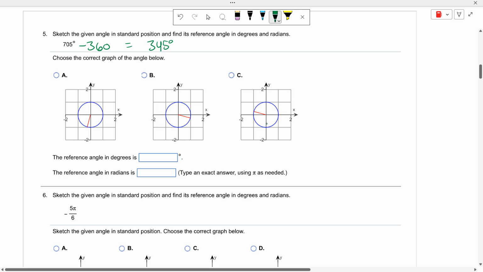345 degrees. Looking at your unit circle, where is your 345 degree angle, A, B, or C? B is your 345 degree angle from your unit circle. How far is 345 degrees away from your nearest x-axis? 15 degrees. What is 15 degree angle in radians? 15 times pi over 180. Well, 15 goes in perfectly into 180 12 times. So it's pi over 12.